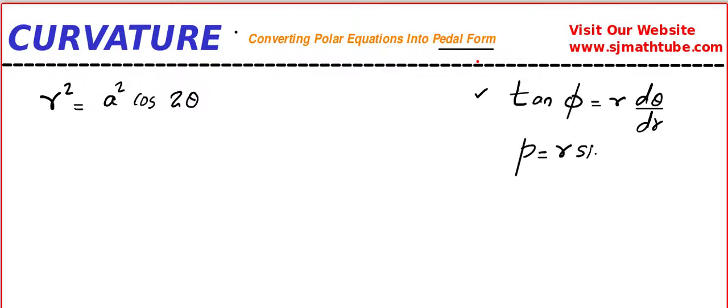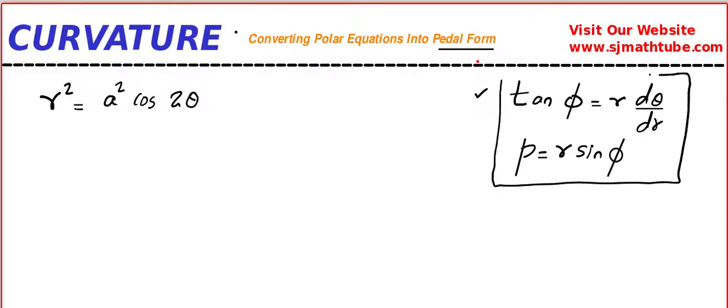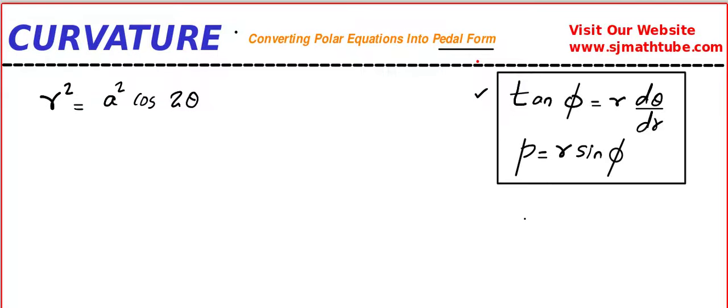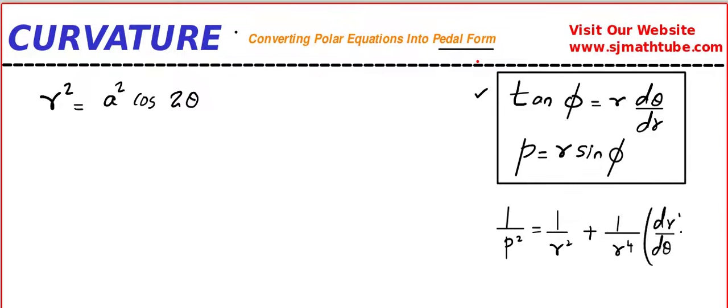r sin phi. Okay, so I love to work out with these two equations, but some books and some authors follow another method. If you want, you can try it. That is the relation 1 by p square equal to 1 by r square plus 1 by r power 4 dr by d theta the whole squared. Okay, so basically you have to learn this equation by heart because the derivation is not in your book. If you want, you can search, the derivations are not that hard.